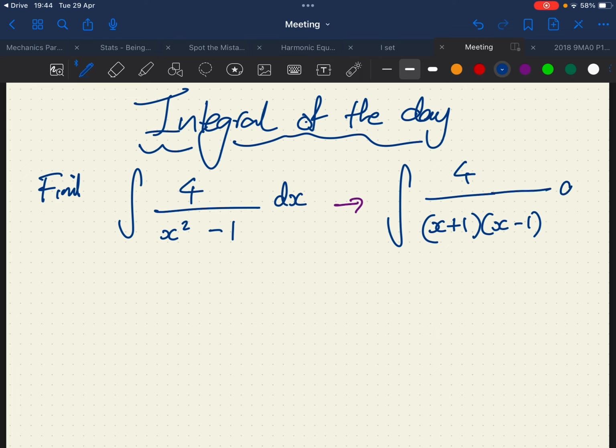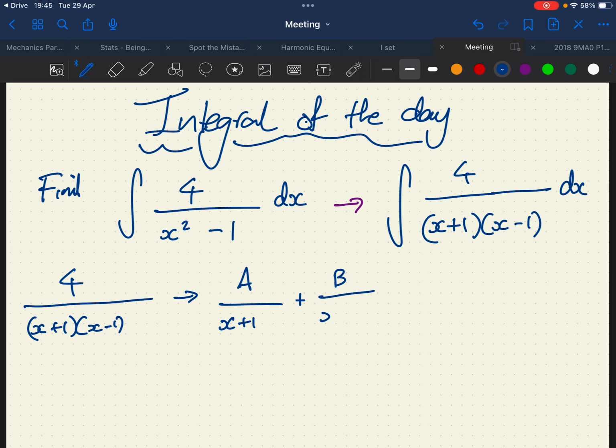Now, why is this helpful to see this? Well, when we've got fractions where we have a product in the denominator like this, partial fractions can help make the question into something that we can answer. Partial fractions says that for a fraction of 4 over (x plus 1)(x minus 1), there must be a way of writing this such that we have some constant over the first value plus some constant over the second value. Why is this good?